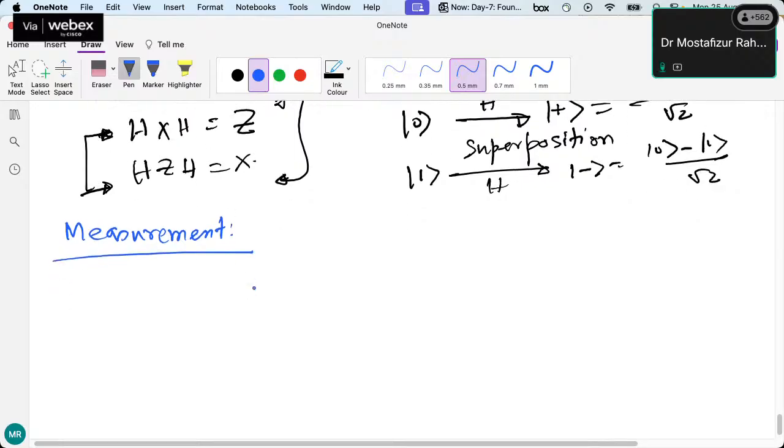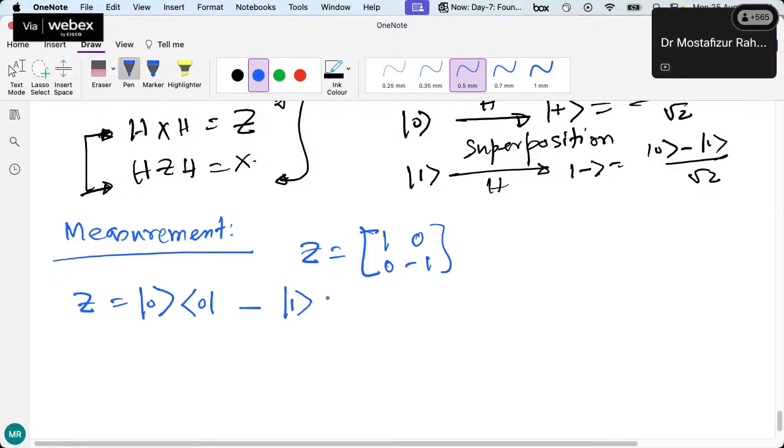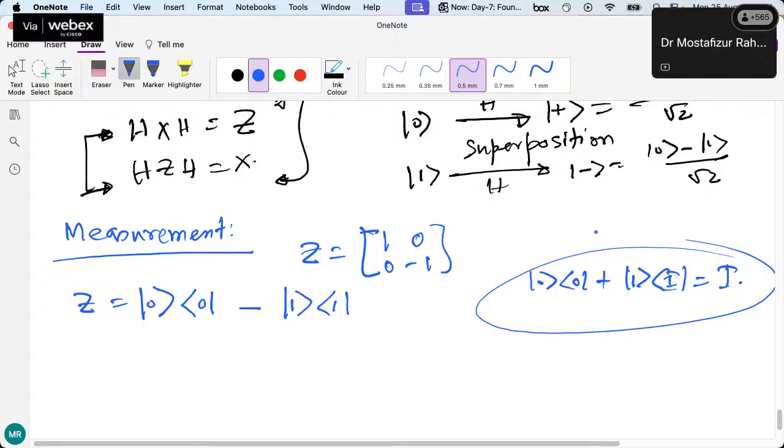So the Z operator has the diagonal representation. The matrix definition is 1, 0, 0, minus 1, right? But the Z operator also has a very special representation in this form. Now, if this minus is only plus, that means |0><0| plus |1><1|, then it is the representation of your identity matrix, right? That basically already gave us the completeness relation.